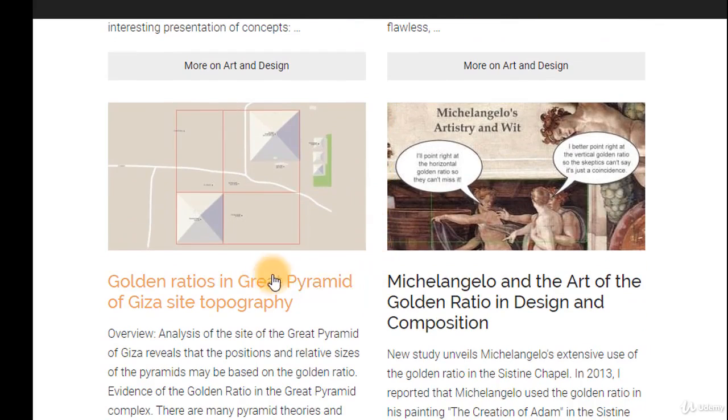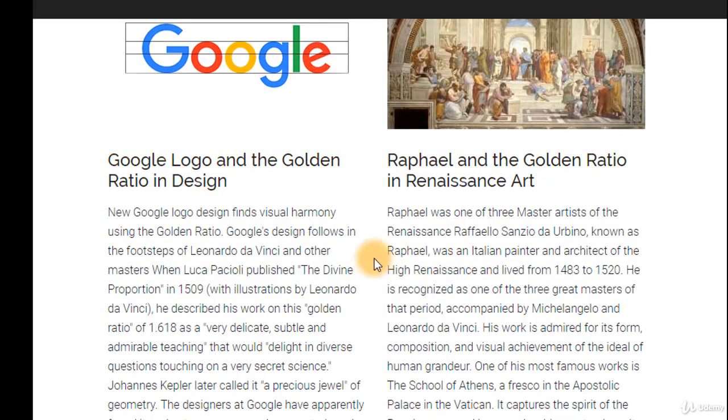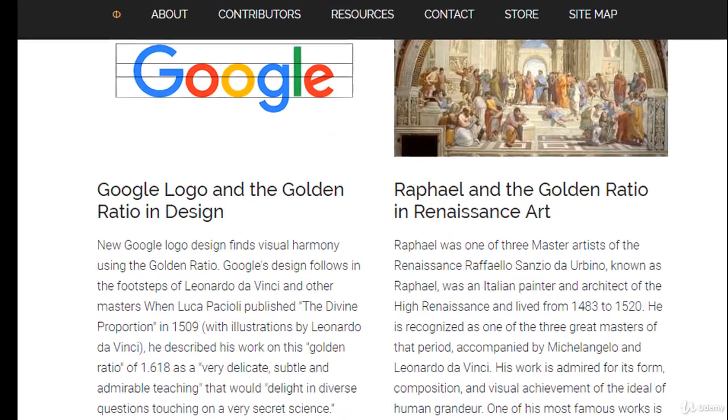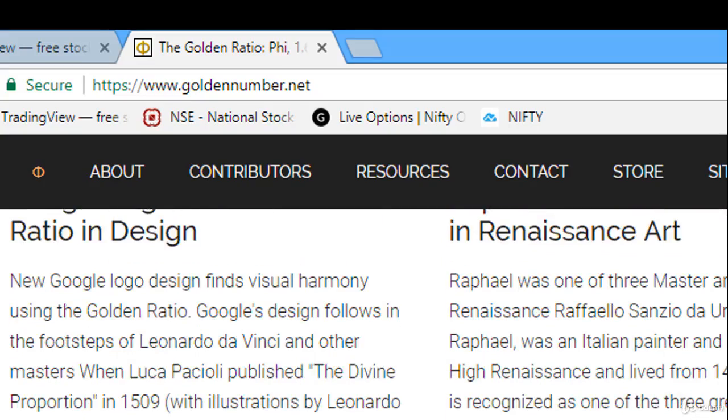The Great Pyramids of Giza are in the golden ratio. Google's logo is in the golden ratio, so it is in 1:1.6. The golden ratio has been used in the design of Google right here. You can see that. There are many articles. You can just see www.goldnumber.net. If you want to read, you can read this blog.